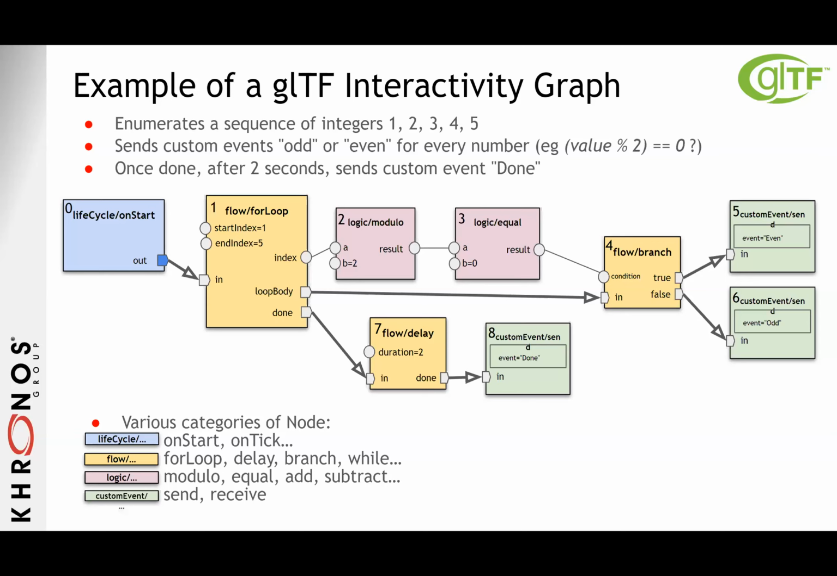On the bottom of the graph, you see that the done socket from the for loop is connected to the flow delay, meaning that after we have executed all the iterations of the for loop, we go to the flow delay and wait for 2 seconds before sending a custom event done. So that was just an example to give you an idea of what we talk about in terms of node-based graphs and how we implement interactivity. Next, please.